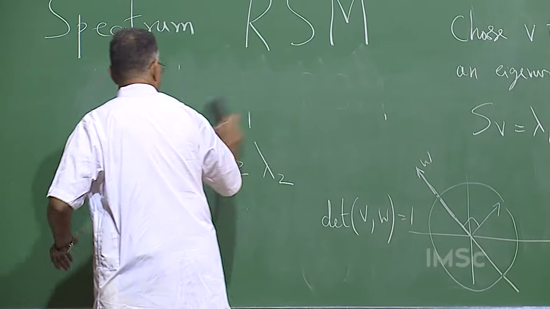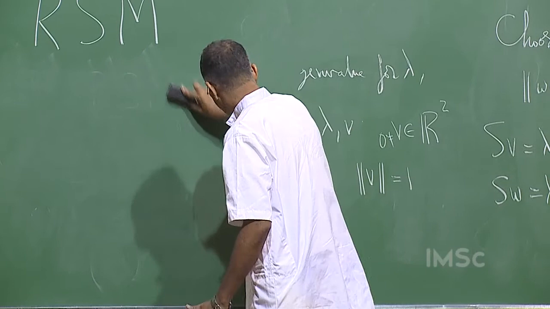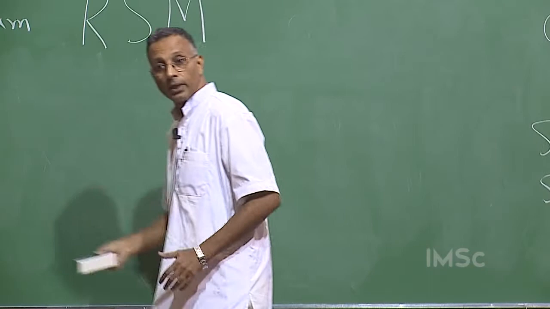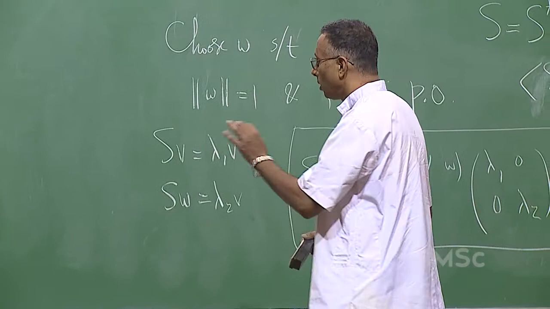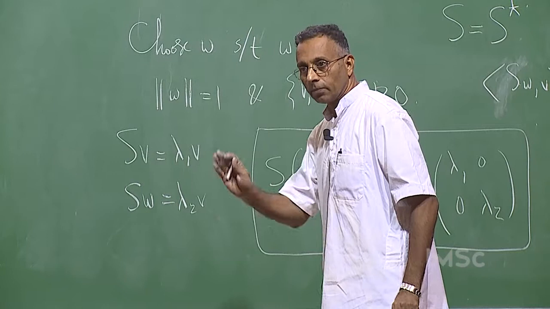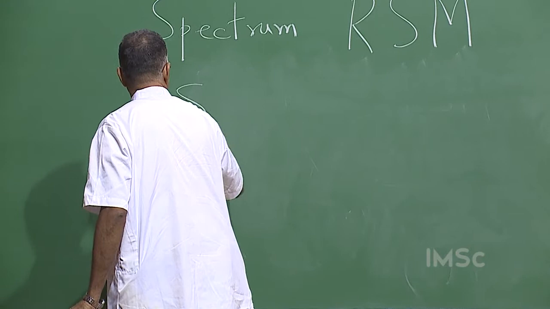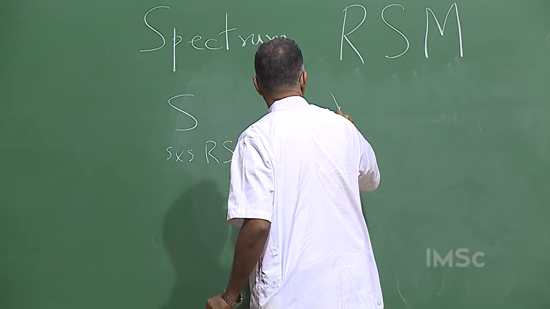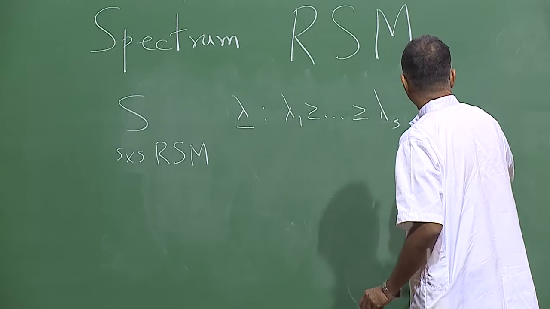For the general case, with a little more care, this idea of proof can be made to work. It doesn't work immediately; you need a little more care, but it does work and it's standard. So let me just state the theorem without proof. The theorem is that S is an s by s real symmetric matrix, and lambda 1 is bigger than or equal to lambda 2, and so on. This is the sequence, the spectrum of S.